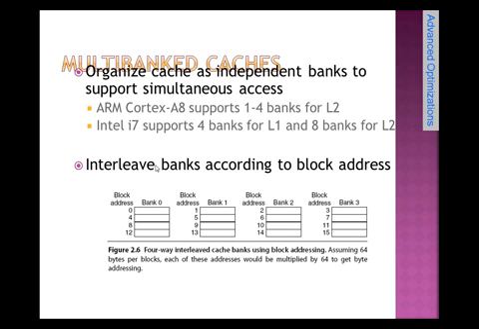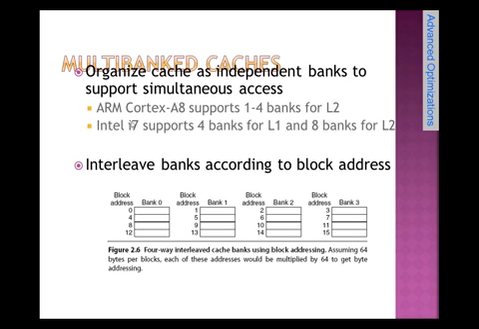Then multi-banked cache, that is how we can organize or arrange the cache in multiple ways. Organize the cache as independent banks to support simultaneous access. We are using the pipelined cache so that independent banks support simultaneous access. ARM Cortex A8 supports 1 to 4 banks for L2 cache. Intel i7 supports 4 banks for L1 and 8 banks for L2 cache. So these are the categories of how different cache memories are divided into independent banks for simultaneous access.